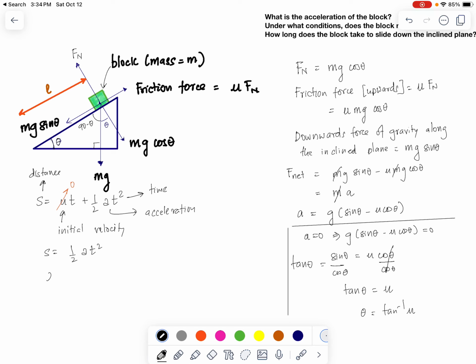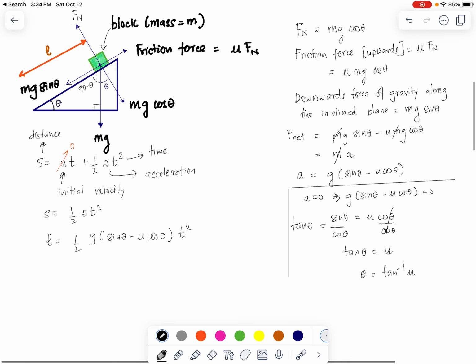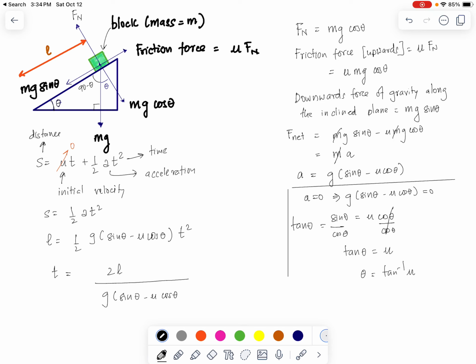And this equals L equals half, and we substitute the value for acceleration. So that equals g times sine theta minus mu cosine theta times t square. So we can rewrite this expression as t equals the square root of 2 times L divided by g times sine theta minus mu cosine theta. And this is how long the block takes to slide down the inclined plane.